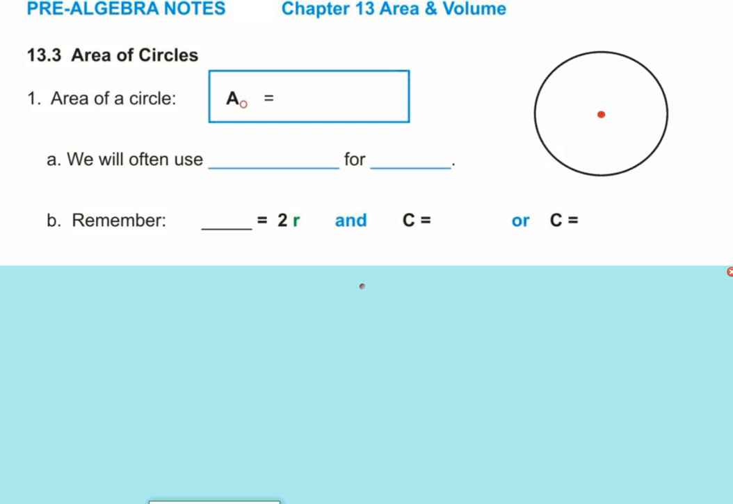We also did a rectangle. Somebody tell me a formula for area of a rectangle. Chloe? Base times height. Can somebody give me another formula for area of a rectangle? Luke? Length times width. Either way is fine. It's the same thing. The base and the height are also the length and the width. So either formula is fine.